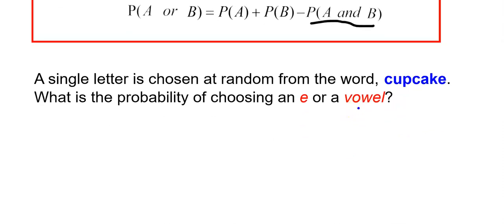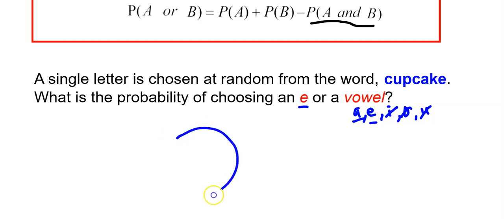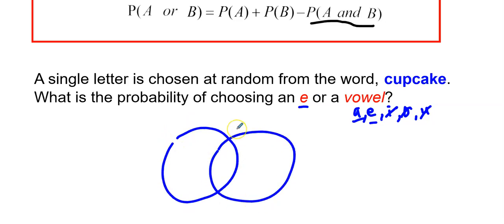A vowel is A, E, I, O, U, sometimes Y. There's no U's, no O's, no I's. There is an A and an E in the word cupcake. So those two events are not mutually exclusive. There is an overlap between those two things. So here's what you would do. Let's draw it out. This is an E over on this side, and this is a vowel.